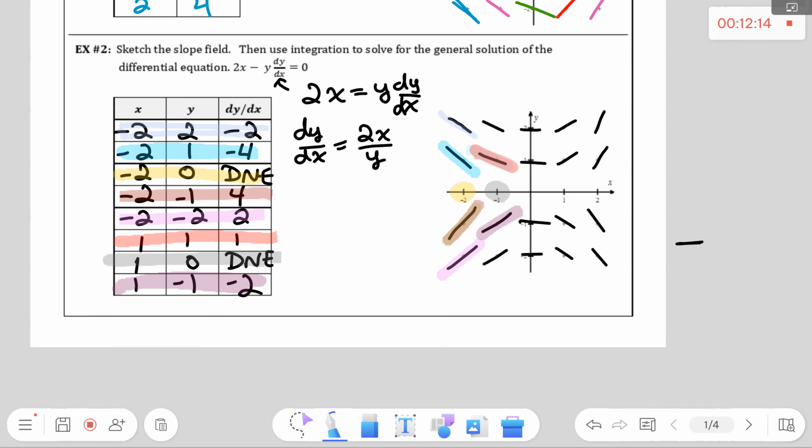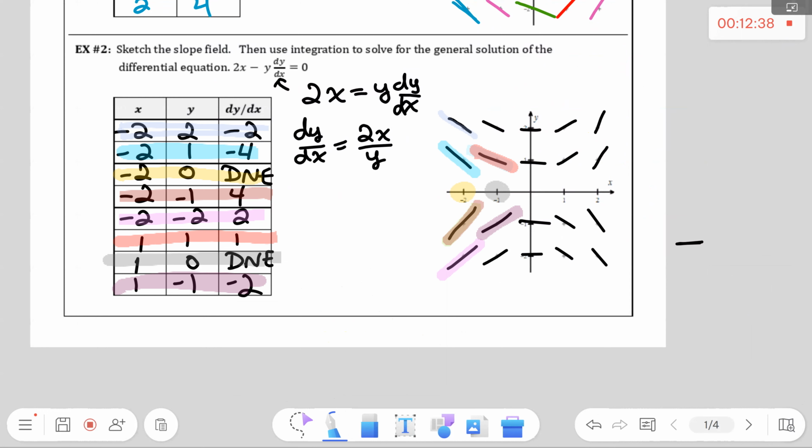Feel good here? Just plug and chug and graphing the slopes.